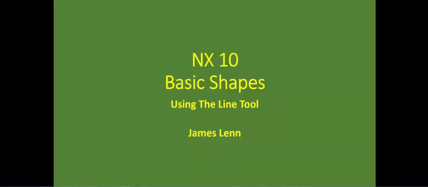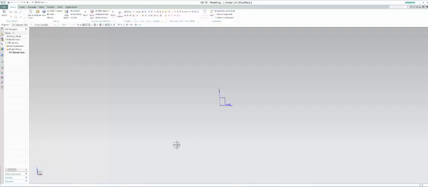In this video, we're going to look at using the line tool to create some arbitrary shape, and then after creating that shape as a sketch, we will extrude it into a three-dimensional shape. So again, we have our NX10 opened up. I've already created a new file.